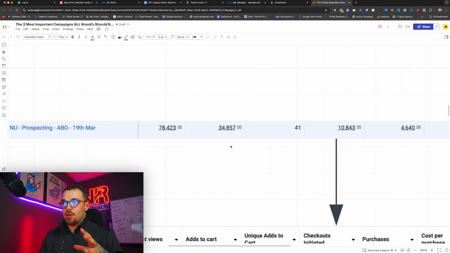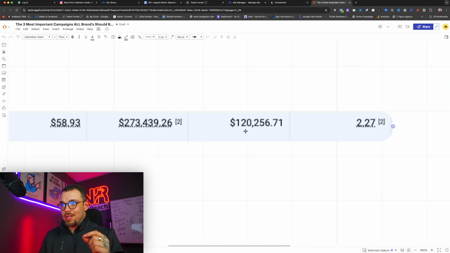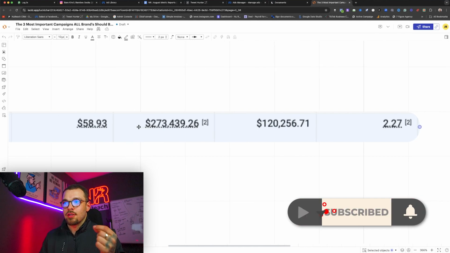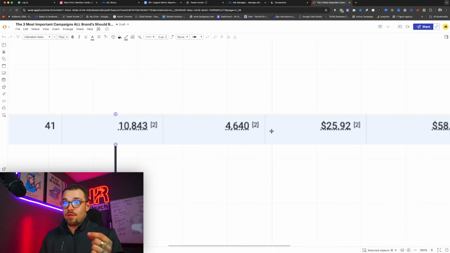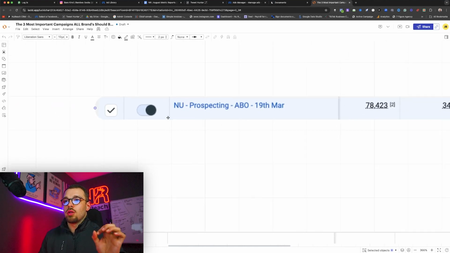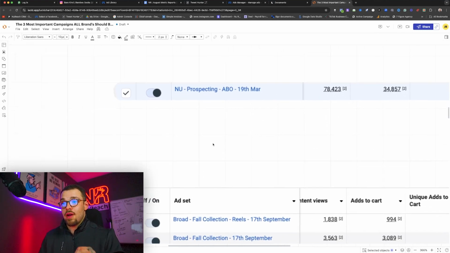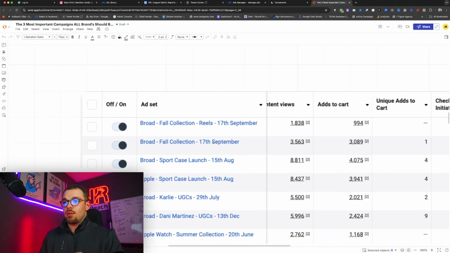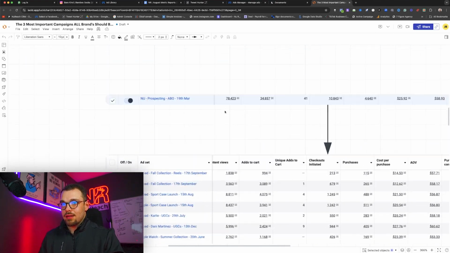And this specific one that I've taken a screenshot of has spent in a 30-day period $120,000 with a 2.27x return on ad spend, generating the brand $273,000, $25 cost per acquisition, and a $58 average order value. Now, what does this look like? We are utilizing this campaign, guys, as our top of funnel. This is where we're injecting a lot of our traffic, and you'll be able to see here right on the left-hand side. Again, this is essentially the ad sets inside of the campaign.